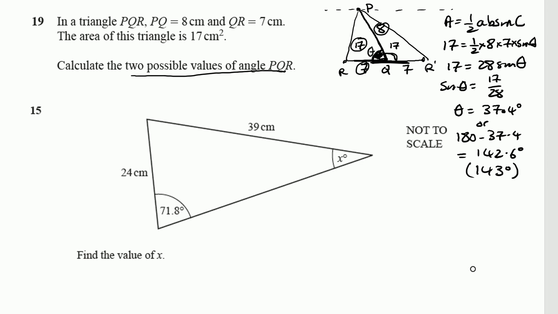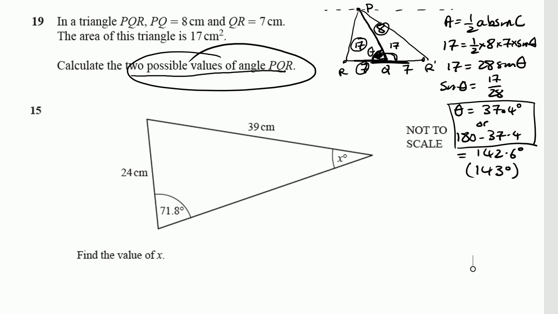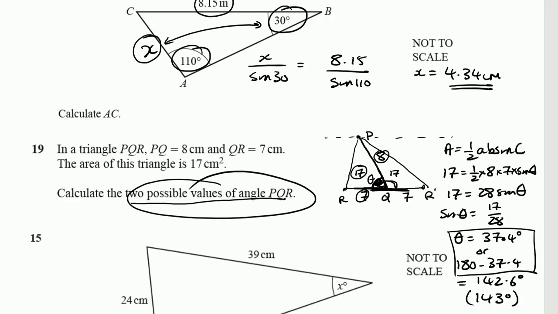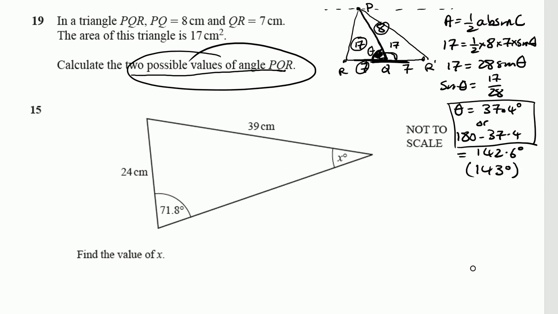Again, if I'm not happy working out the triangles, I can simply remember to do this 180 minus thing whenever asked for two possible values of an angle in a question involving sine. So we've just looked at two quite complicated questions with an easy one in the middle. I'll do more solutions in the next video.